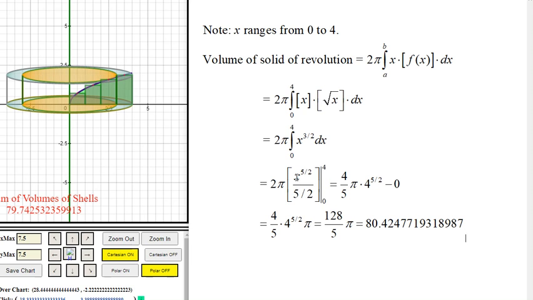And then if we plug in the 4 here, we get 4 to the 5/2. And if we plug in 0, then we get 0. And so we end up with 4 over 5 times 4 to the 5/2 times pi. And this simplifies to 128 over 5 times pi, which is approximately 80.42477. And so the volume of the solid of revolution, when we take this bounded region and revolve it around the y-axis, is 80.42.